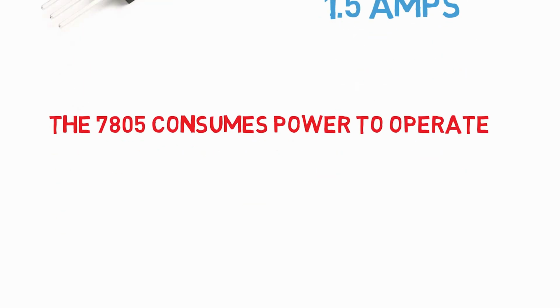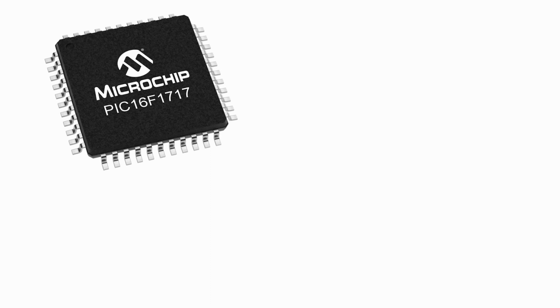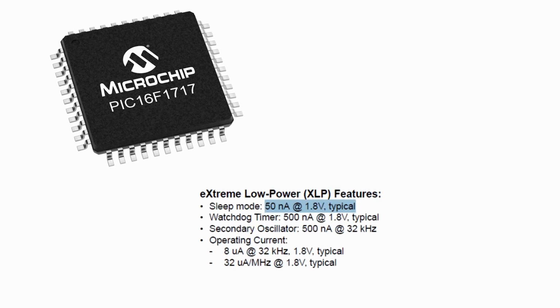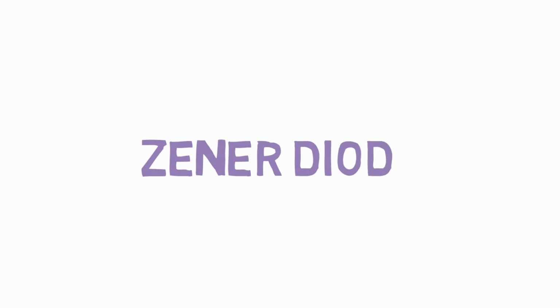To put that into perspective, a lot of PIC microcontrollers consume power down in the nanowatt range when sleeping. So while your MCU device may be sipping power, your voltage regulator will drain your batteries. The solution some persons turn to is to use a Zener diode.